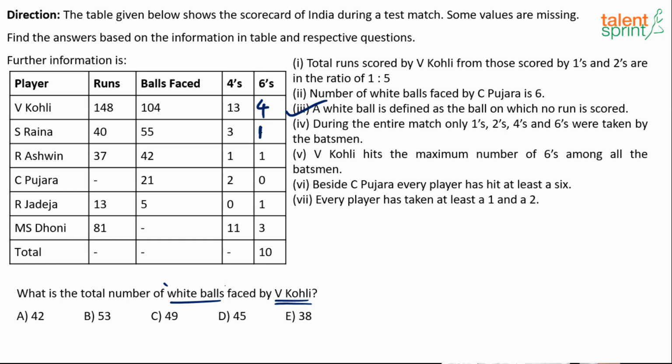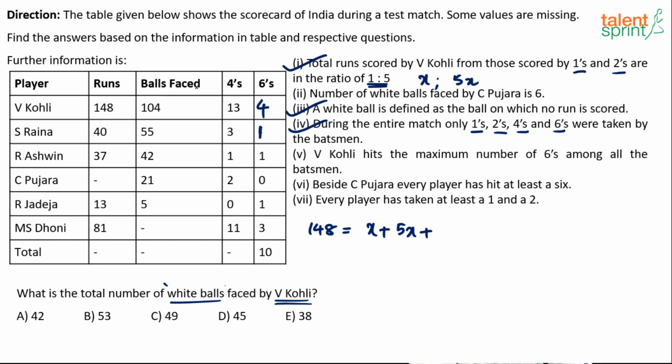See, simple. We know that the total runs scored by Kohli is 148. Right? So this 148 should be equal to what? We also know that the runs scored by Kohli via 1s and 2s are in the ratio of 1:5. So let's say it is x and 5x. And we know that every batsman has only taken 1s, 2s, 4s or 6s in this match. So 148 can be taken as the sum of x, the number of runs scored using singles, plus 5x, the number of runs scored using 2s.